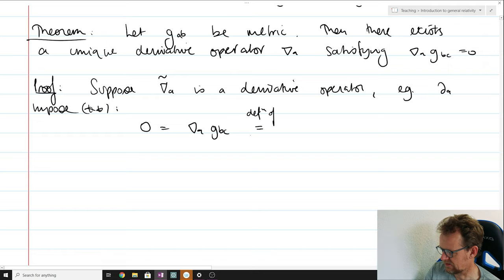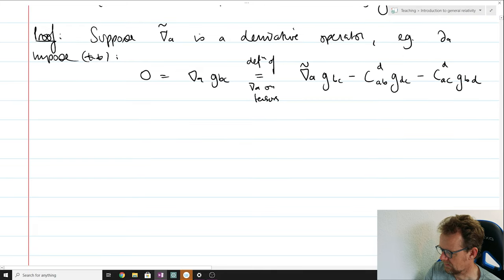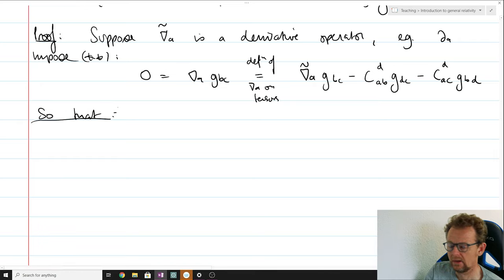and since we are applying the derivative operator to a tensor of type 0,2, we have to use the definition of the action of ∇_A on tensors. And when we do, we see that ∇_A applied to g_BC is the same as ∇̃_A applied to g_BC minus, and now we have these C coefficients that we have to apply to each index separately of the tensor g. Let's process that expression. So the thing on the left, 0, is going to be equal to the thing on the right. We're going to process this equation in various ways, and then we're going to determine a condition on the C's.